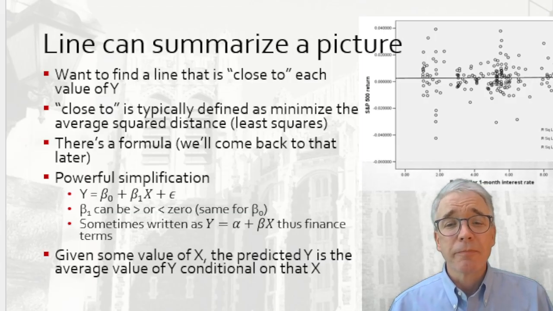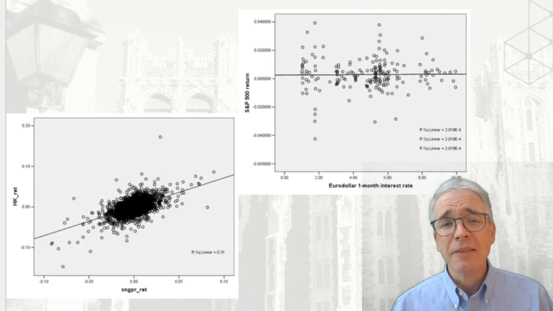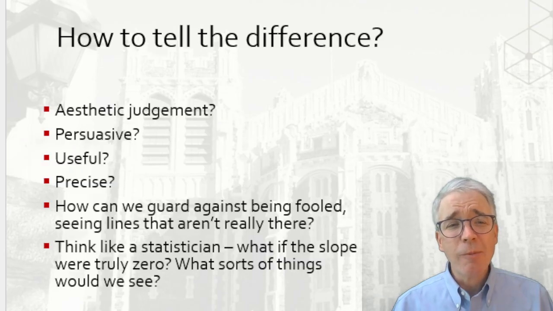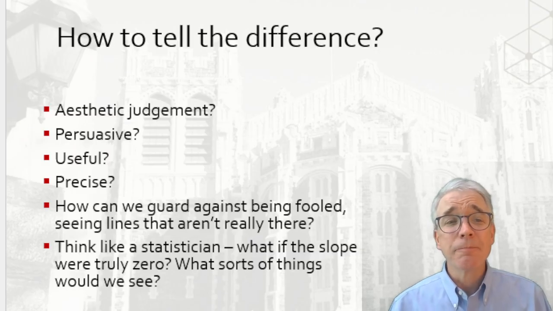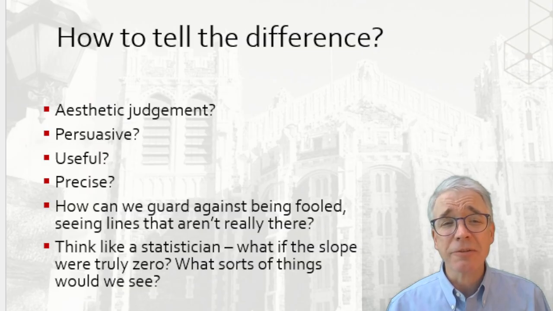So here we go back to these two pictures. Now I've drawn the regression line through them. You can see there's a positive relationship in one case, and in the other case, pretty much 0. So how do we tell the difference? Now, there are a lot of possible criteria. One could just be an aesthetic judgment, which I don't want to throw out as a complete straw man because it's not entirely irrelevant. There are cases where that shades into the next consideration.